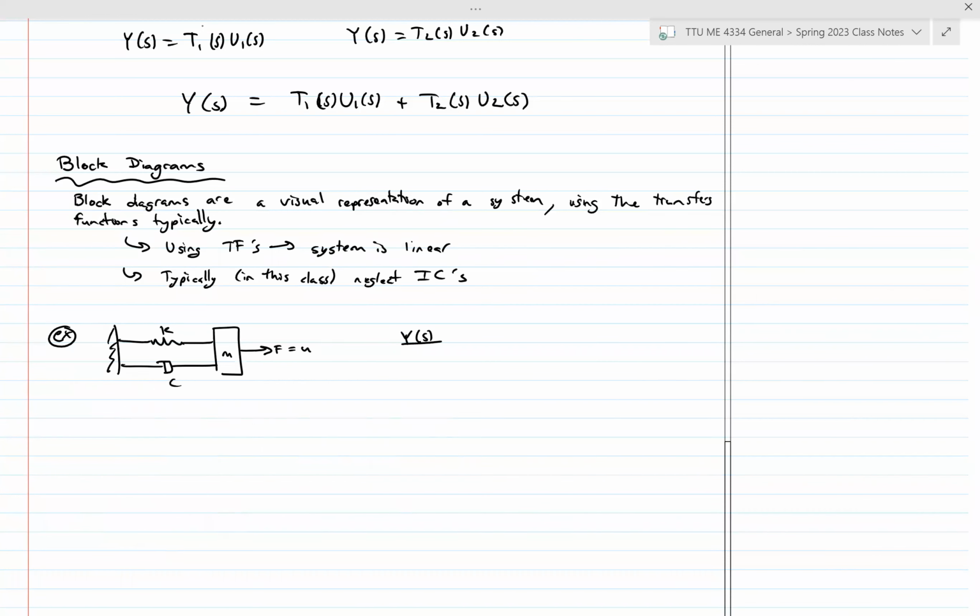We can get our transfer function, which we'll call T of S. We'll go through this in the future. But we can get a transfer function for this system, right? Where C, M, and K are parameters of our system, right? And we're trying to measure, let's say, velocity of that mass. All right. We can rewrite this as we just went over. Y of S is equal to T of S times U of S, right? So we can write it that way. What is the block diagram for this system?